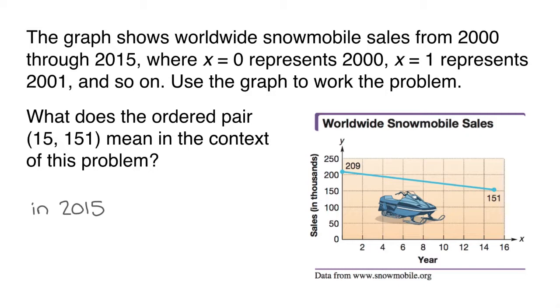151,000. This ordered pair means that in the year 2015, snowmobile sales were 151,000.